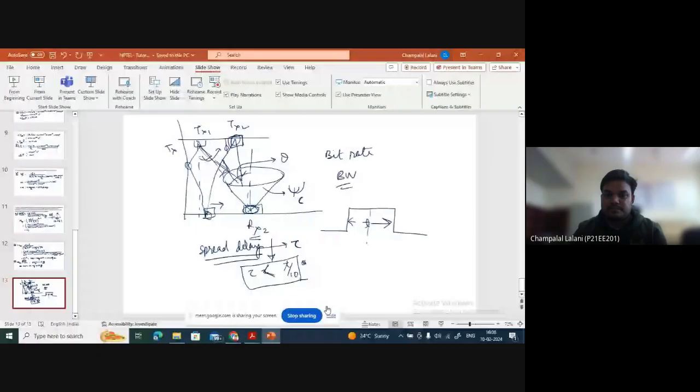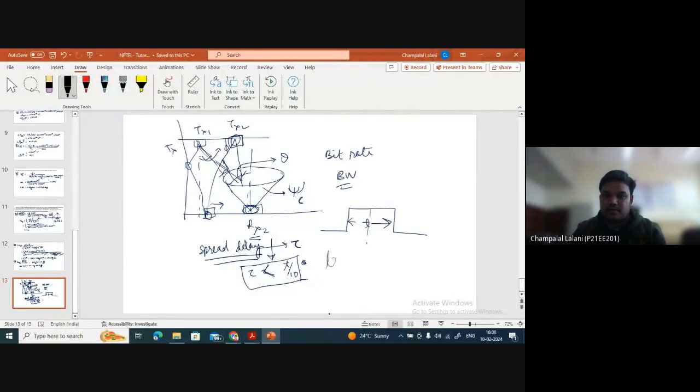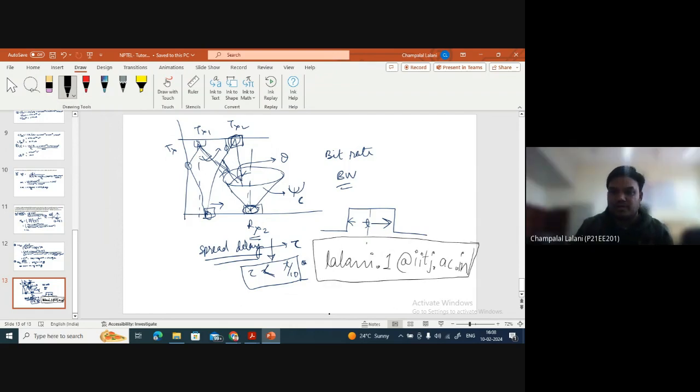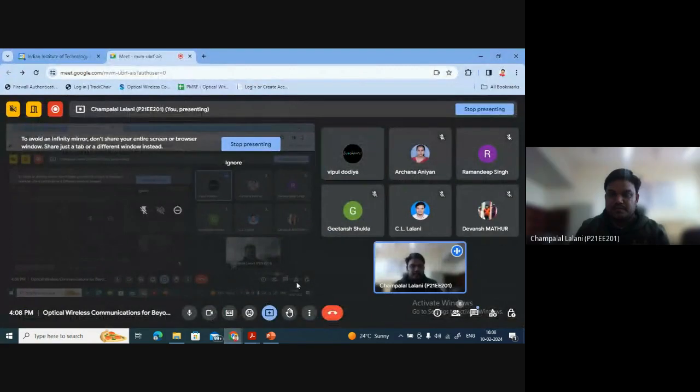Do you have my mail ID? No, sir. Please text it in the message section. Just a minute. See, my mail ID is lalani dot one at the rate of iitj.ac.in. Thank you, sir. I will mail. You mail me regarding the books you require, and I will send you. Okay. Thank you.